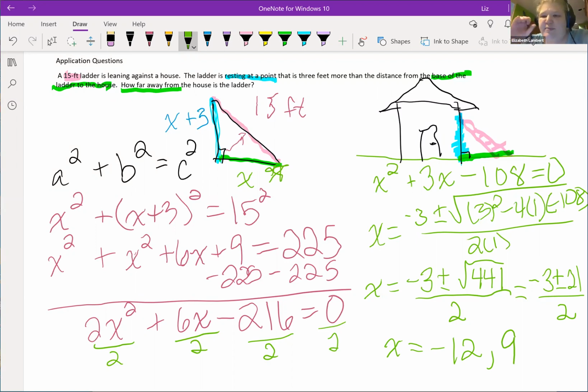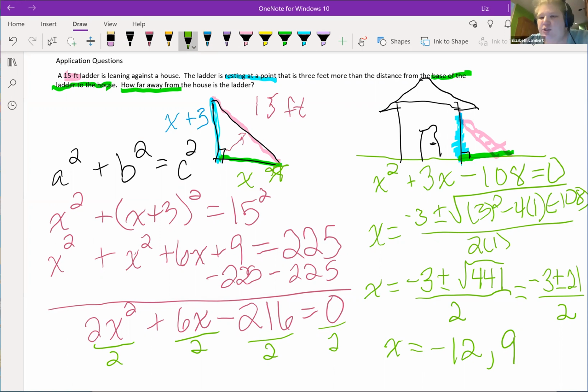So anytime I do a word problem, I rewind at the end. What was the question asking? How far away from the house is the ladder? That green distance, which I called x. Does it make sense to say x is -12 feet?